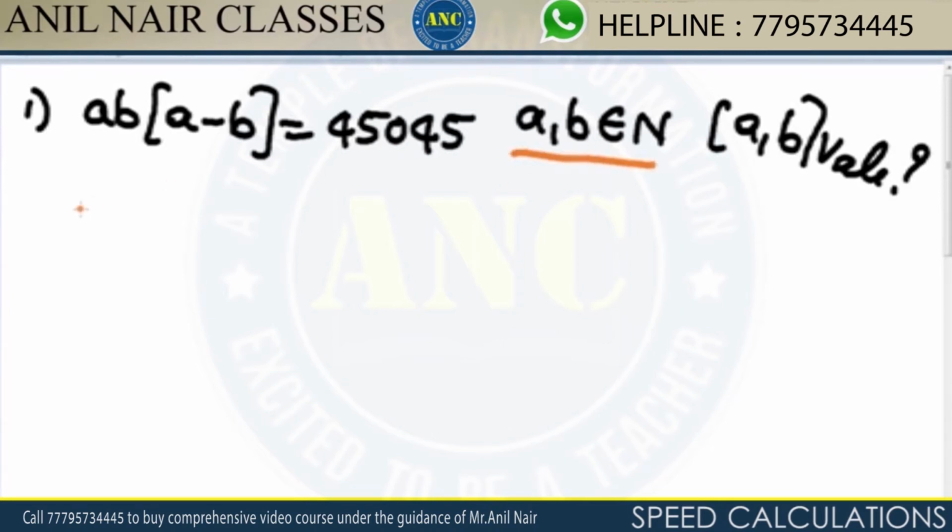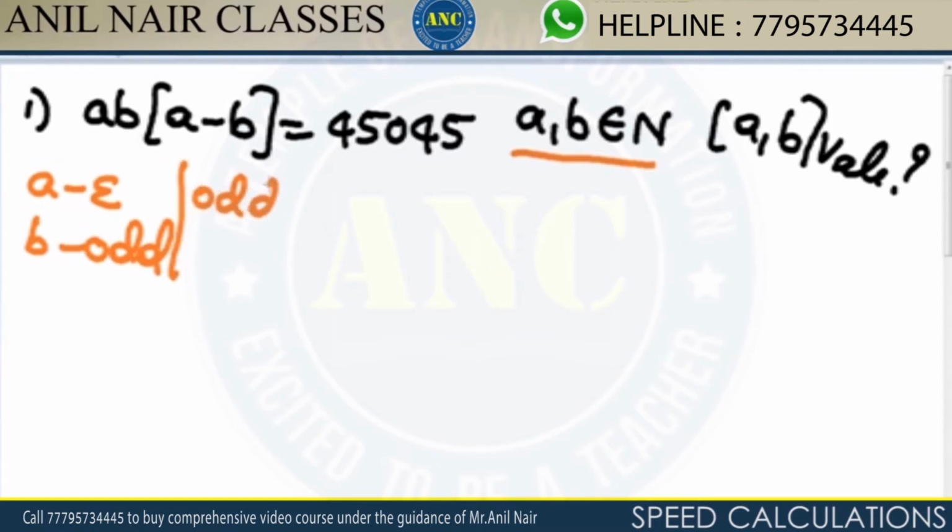A and B are natural numbers. A is even, B is odd. Next case, A is odd, B is even. Next case, A is even, B is even. Next case, A is odd, B is odd.